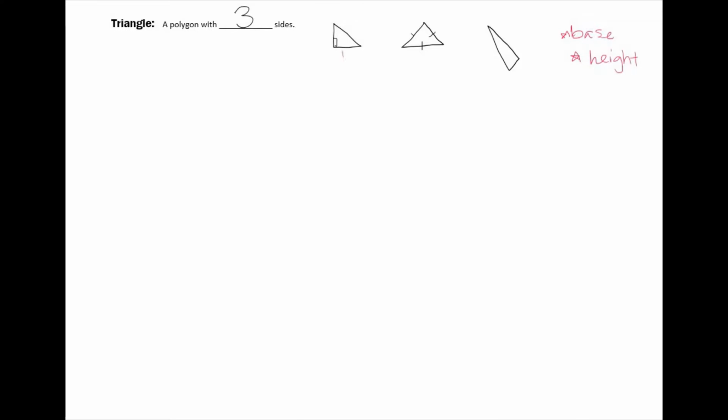So this triangle, the right triangle, is pretty simple. You have the base and you have your height. It's very straightforward because it already gives you the right angle. Okay? And remember we said that your base and your height, they meet at that right angle.